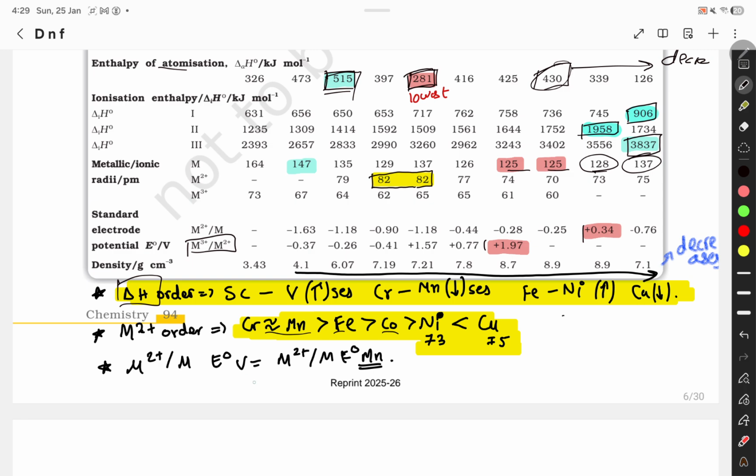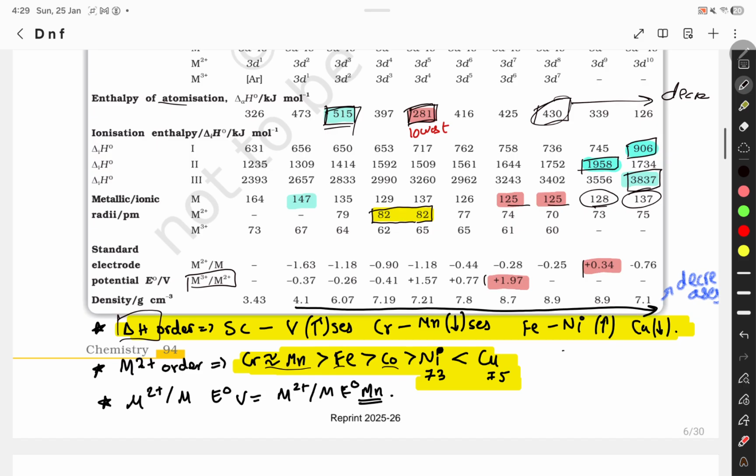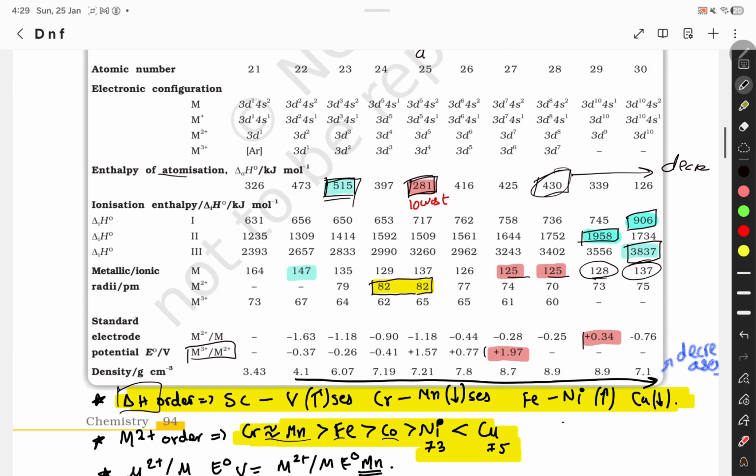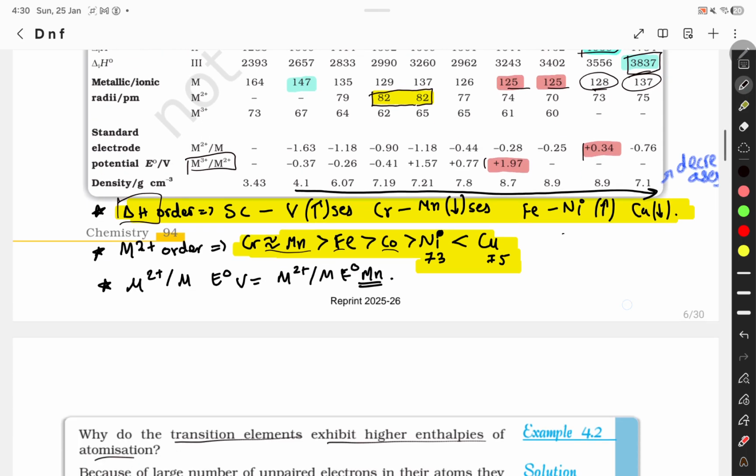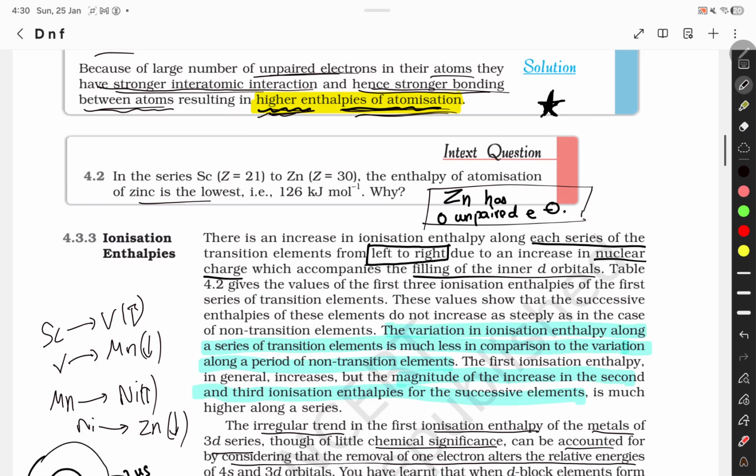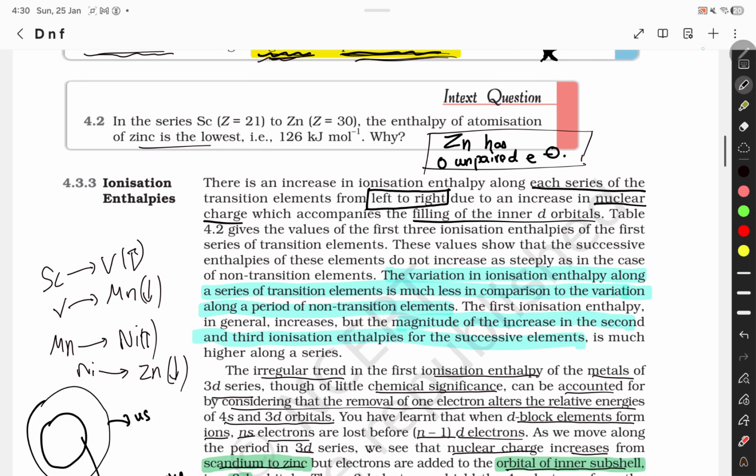M2 plus M, basically, yeah, this is all okay. I hope so. Lowest atomization enthalpy is this. Enthalpy of atomization is something that you might need to remember. Then, a little bit, we have ionization enthalpy.